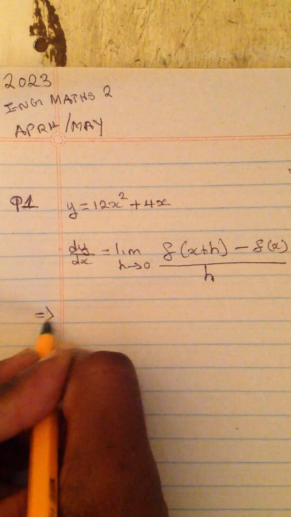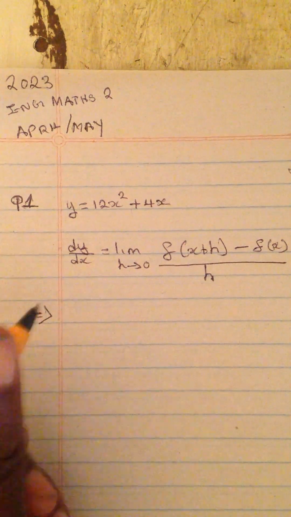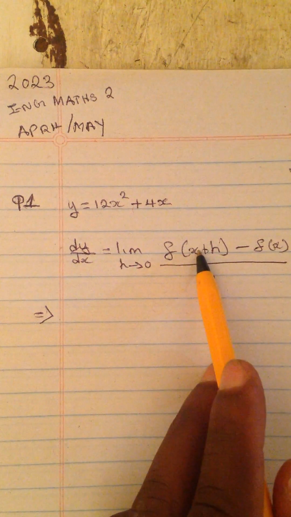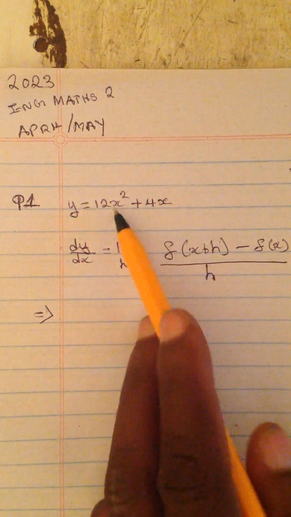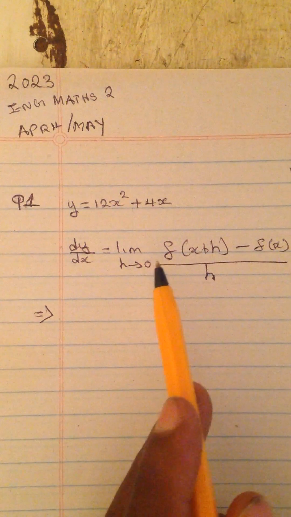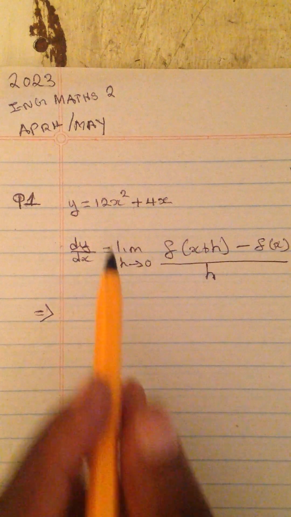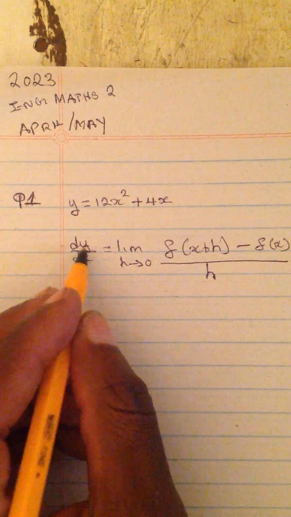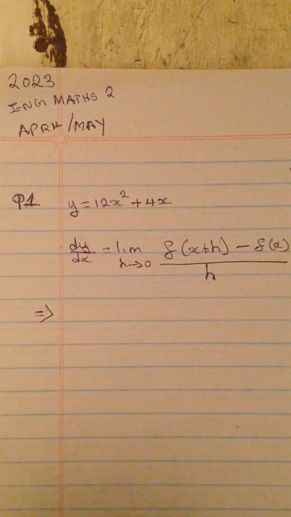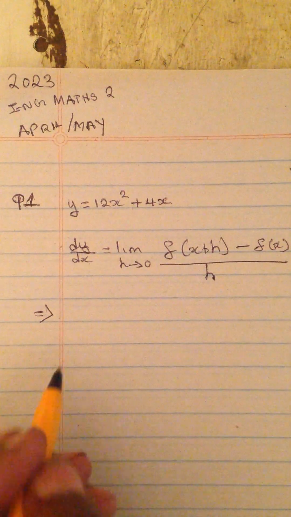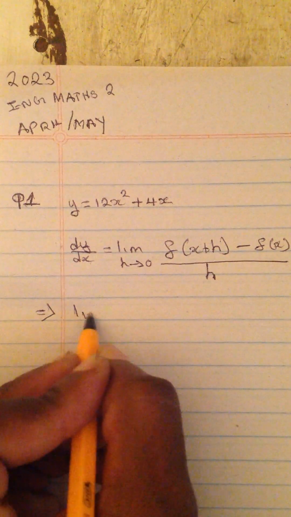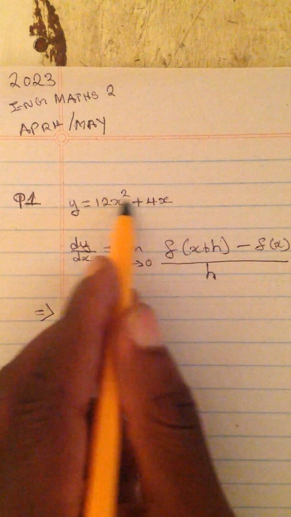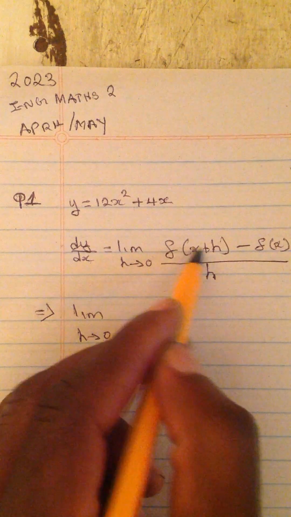Next step, we start substituting. Where there is x, we'll be substituting with x plus h into this equation. So we get the equation the way it is. I will not be rewriting dy/dx throughout, I'll just be including the limit. So dy/dx equals the limit as h approaches 0. Where there is x in our equation, we'll be substituting with x plus h.